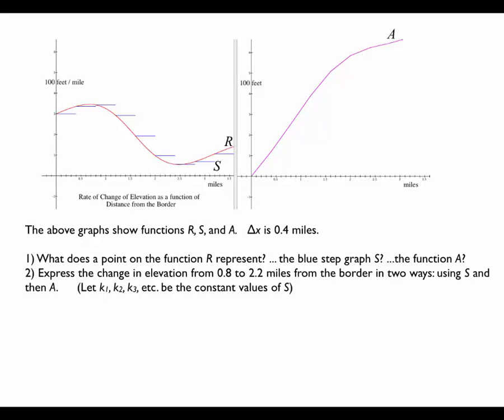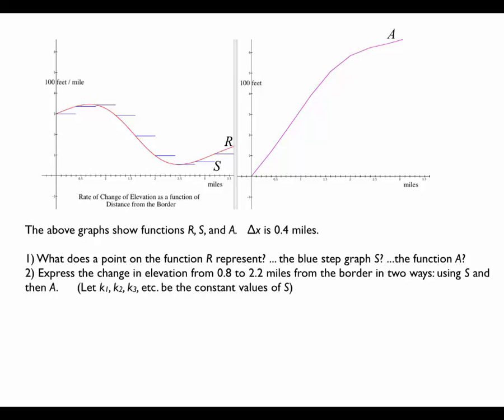So here is a rate of change of elevation as a function of distance from the border, say the border of a state. There are three functions, capital R, capital S, and capital A. Should be familiar, or at least somewhere in the back of your mind. The above graphs show functions R, S, and A. Delta X is 0.4 miles.